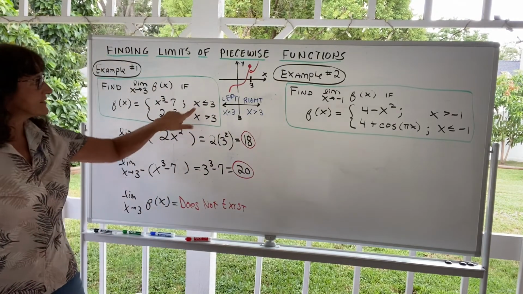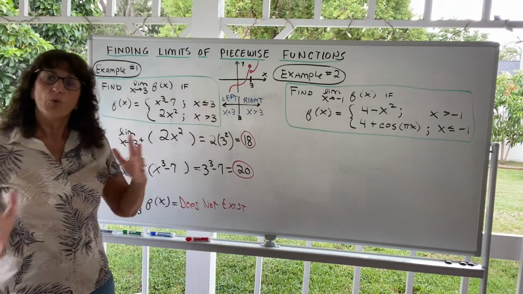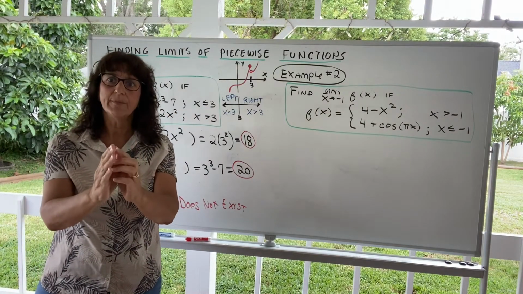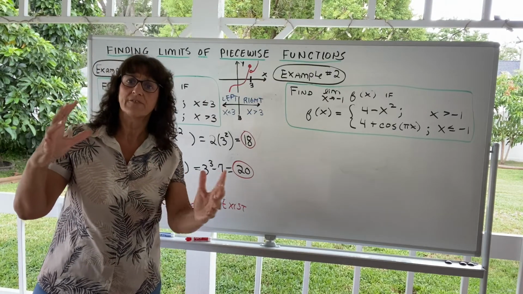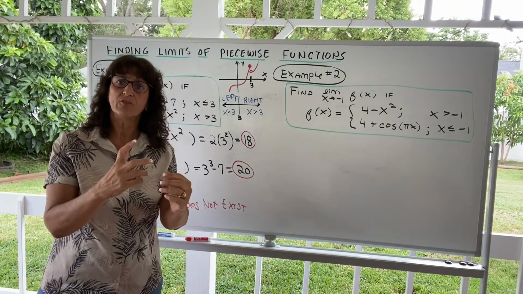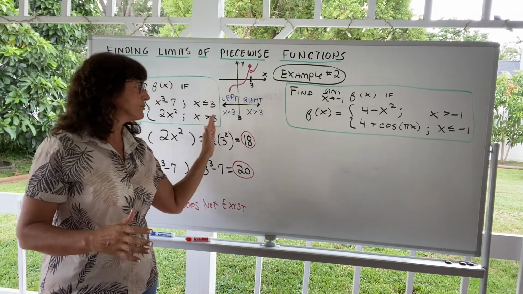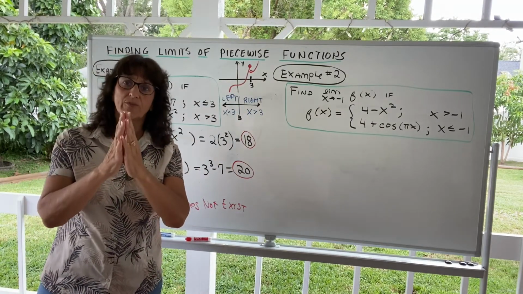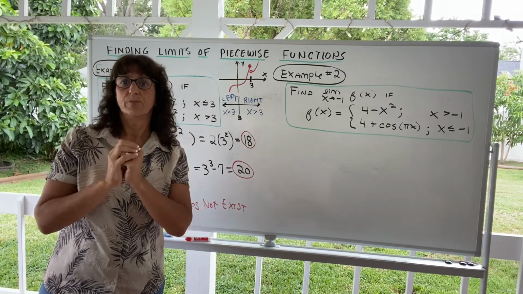Now, what about the fact of where x is equal to 3? Well, remember with limits, we're not concerned with what's happening at that point, right? With limits, it's all about what's happening as you approach from the left and approach from the right. You have a piecewise function, and you're working at this point right here. We're not concerned with what's happening at that point. We want to know what's happening as you approach from the left and from the right, okay?